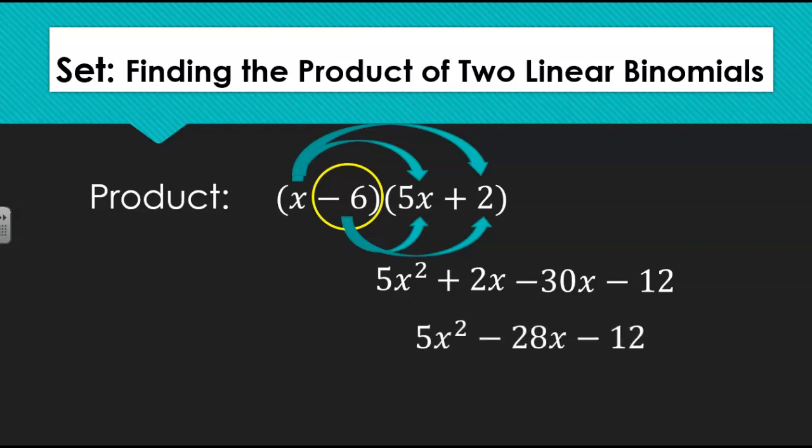We will combine our like terms. Positive 2x minus 30x is negative 28x. We have no other terms with an x squared, and we have no other constant terms other than the negative 12, so we simply bring those down, and this is already written in standard form.